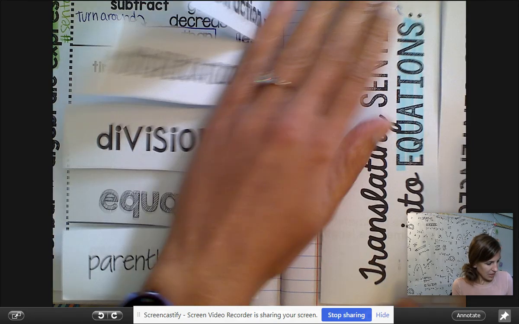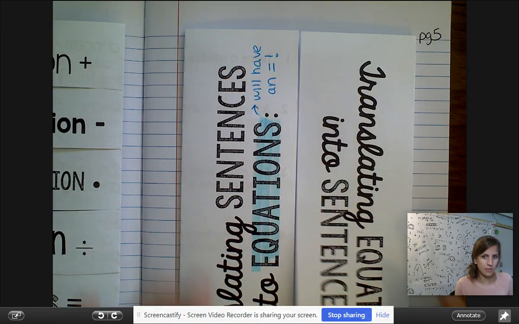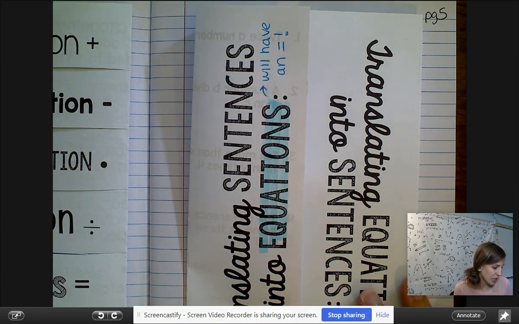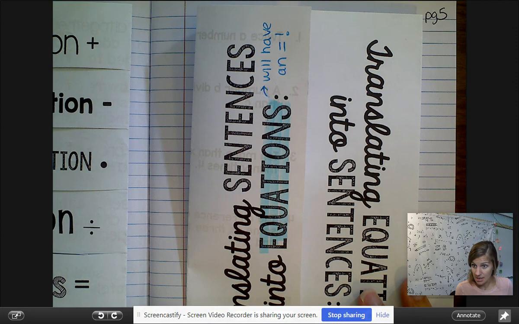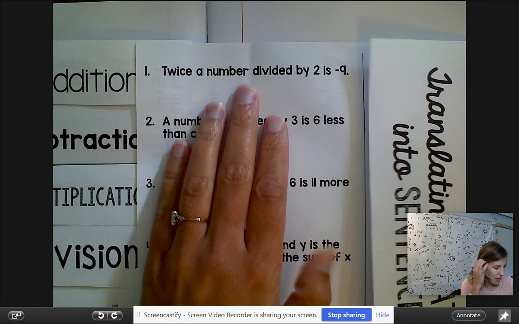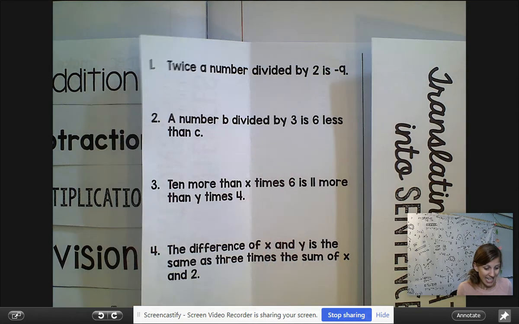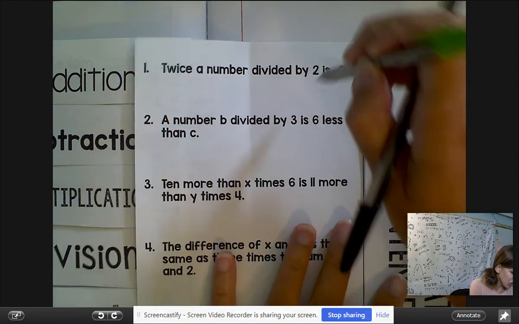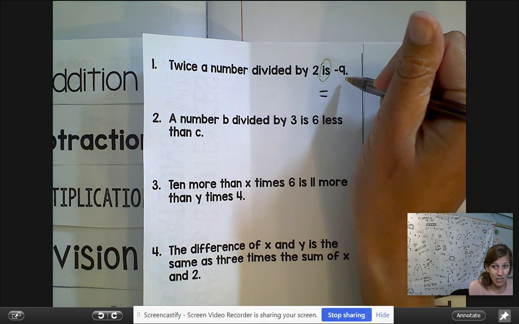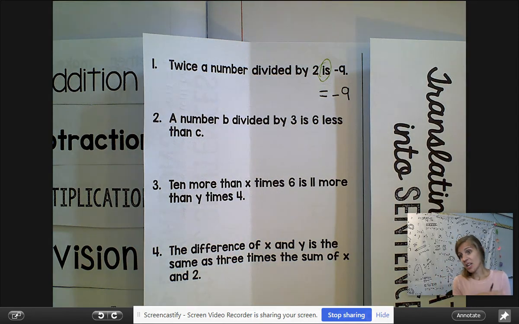So if we try a few of these in here, the first door that we have, we are going to take English sentences and make them into math sentences. So twice a number divided by 2 is -9. So that word, is, right off the bat is such a good equals word. It's almost like I'm going to write the equal sign right below it. And then whatever comes after it comes after it. So is -9 is going to be all by itself chilling over there. Now I just got to figure out all the rest of that stuff.